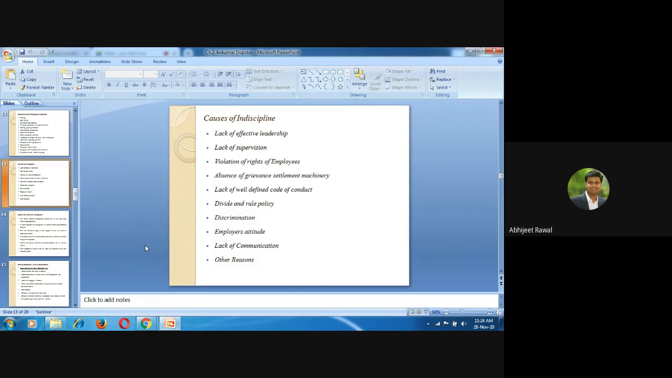Absence of grievance settlement machineries. Now grievance is something like a complaint made by the employees in an organization. Now I have made a complaint regarding the mental torture done by my senior to me, and I am reporting this to the management. If the management is not concerned, if they are not bothered that my juniors or my employees are facing any kind of mental or physical torture, and I am not reverting back to that, still the company comes under blame, so they will surely face indiscipline.